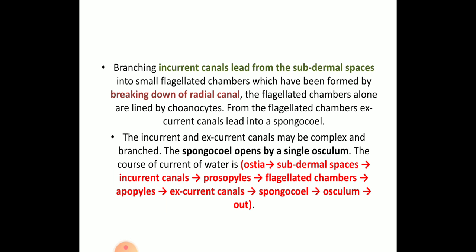So these are the different types of water canal systems and the spicules. In this chapter on Porifera, we started with the general characteristics of poriferans, and later we studied the characteristics of their classes, spicules, and the water current system or water canal system. All these are important from your examination point of view. So that's all about this session. Thank you.